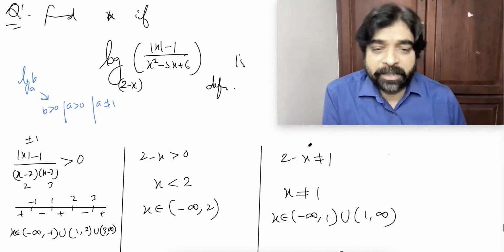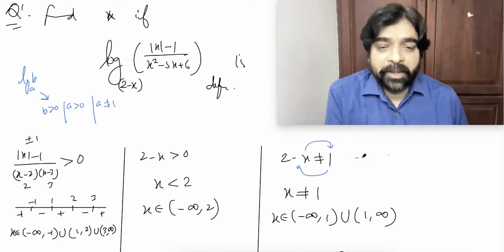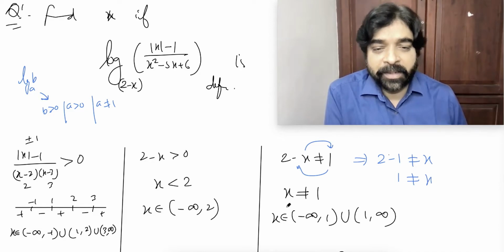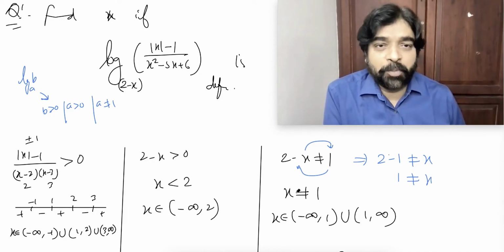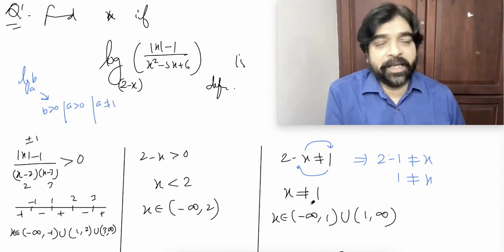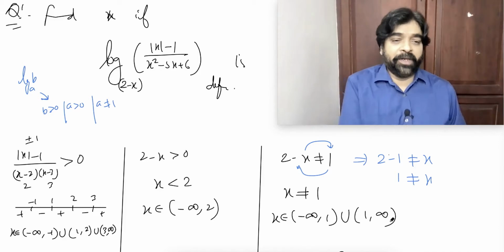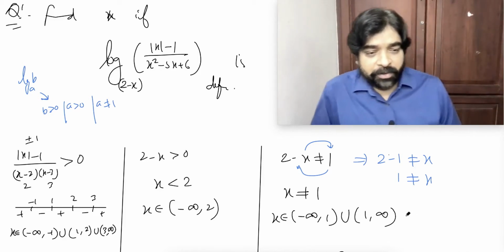By 2 minus x not equal to 1, x goes this side, 1 goes this side. So what will become is 2 minus 1 is not equal to x. Or you can say 1 not equal to x. That's what I wrote. x not equal to 1. So can x be 1.1? Yes. Can x be 3? Yes. Only minus infinity to 1 union 1 to infinity. I hope it's clear to the person who asked the doubt.